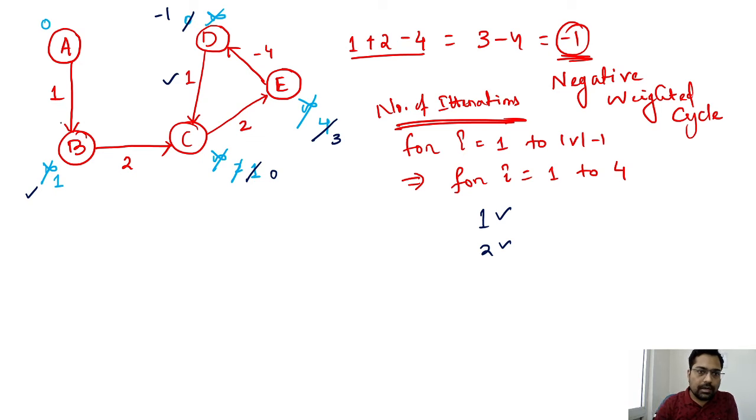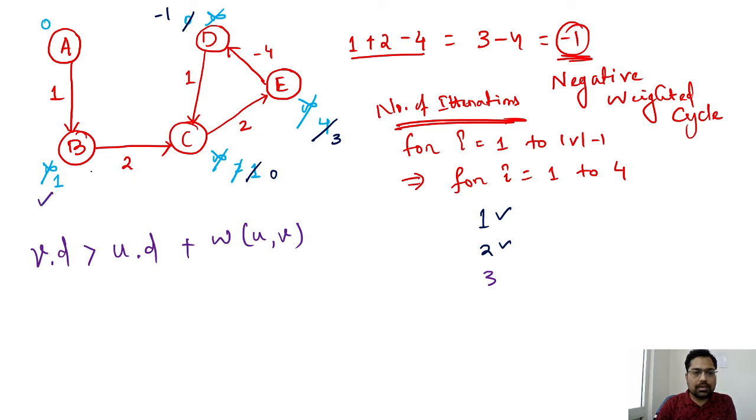Okay, now we have to check. I'm just changing that one. Okay, so now we started here. I'm just writing 3, so it should be written as whether VD is greater than UD plus W of U comma V or not. So it's 0, 0 plus 1 is 1. This is correct. 1 plus 2, 3, 3 this side and 0.